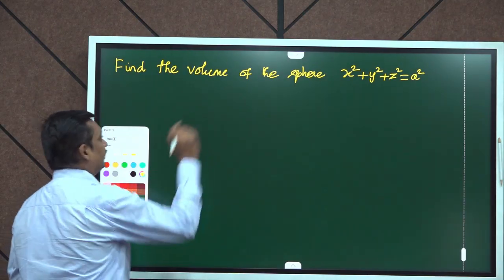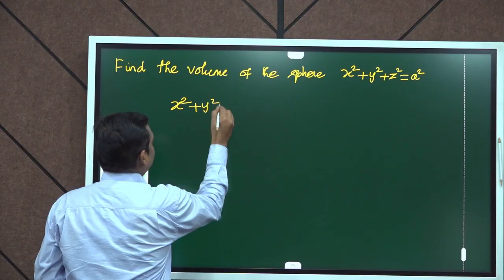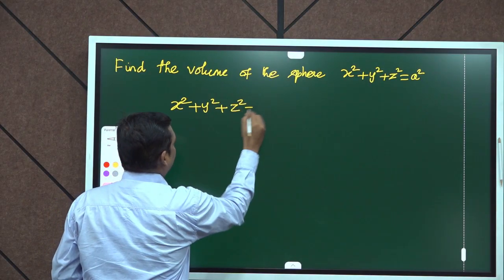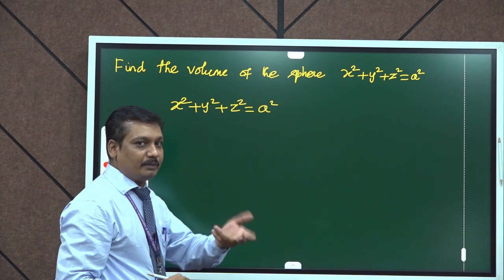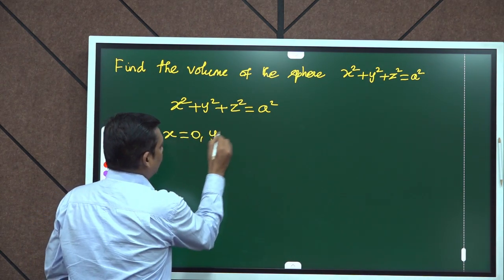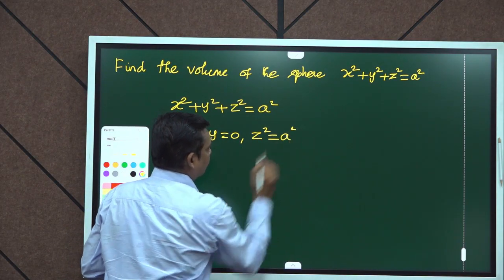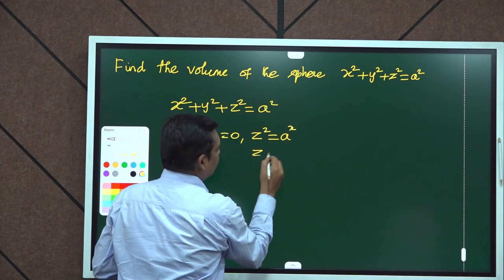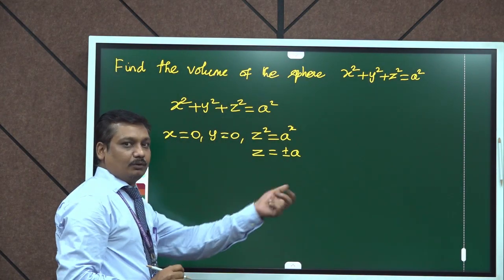Step number 1, to find the limits. Here the equation is x squared plus y squared plus z squared equal to a squared. We have to consider any two of them equal to 0. So let us assume x is equal to 0, y is equal to 0. So we get z squared equal to a squared, therefore z is equal to plus or minus a. So the z limit is over.